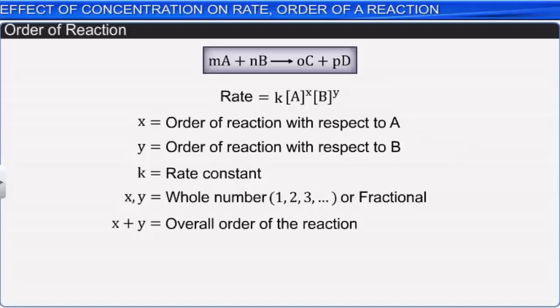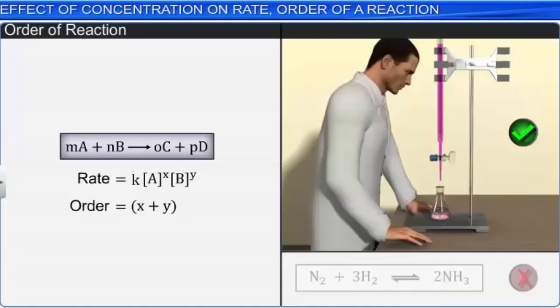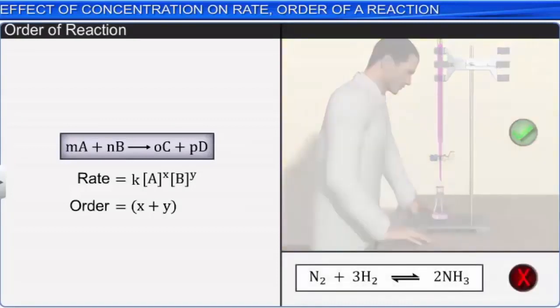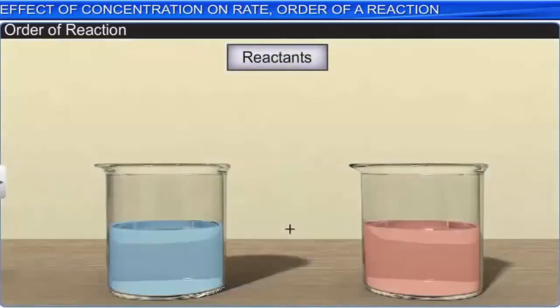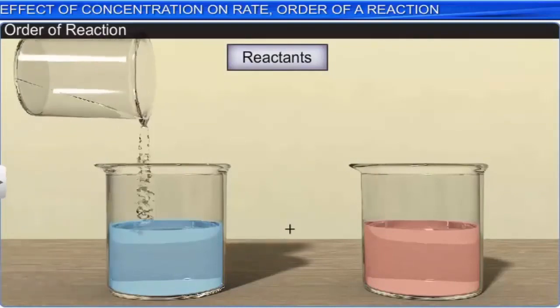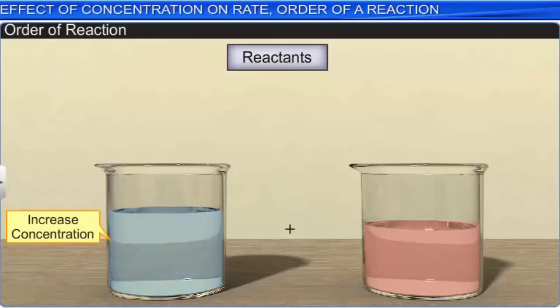Thus, the order of the reaction is defined as the sum of the powers of the concentration terms in the rate law. It is important to note that the order of a reaction can only be determined experimentally and not from the coefficients of the balanced equation. For any reaction, the reaction rate with respect to the reactants is determined by varying the concentration of any one of the reactants, keeping the concentration of other reactants constant.